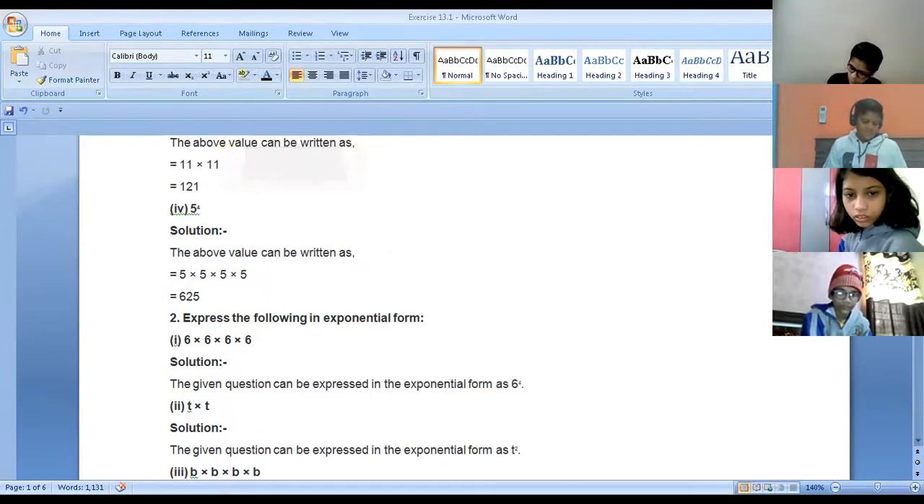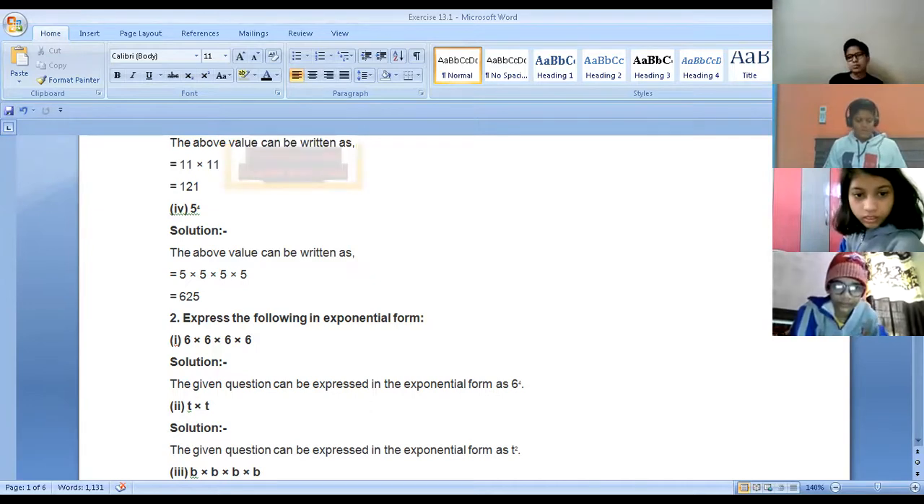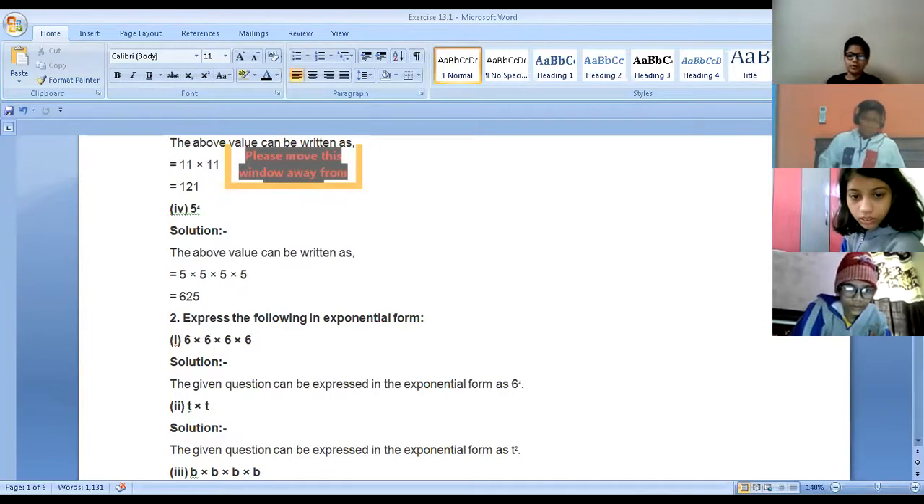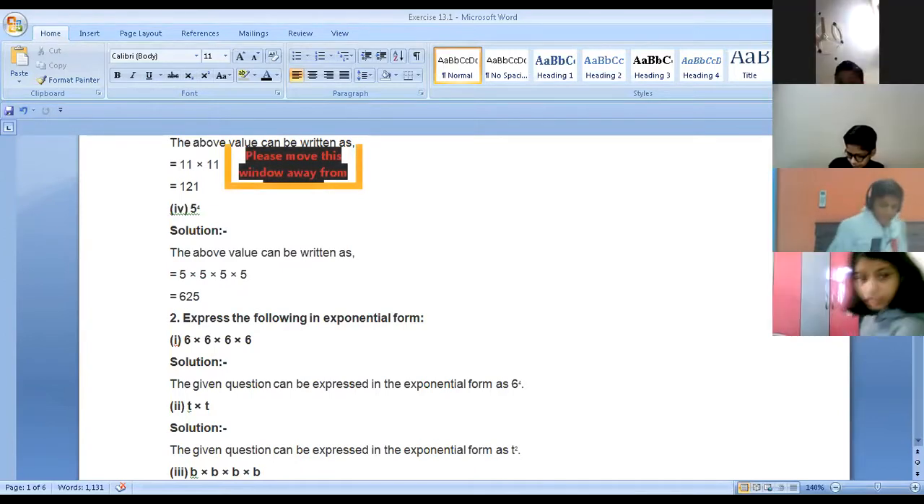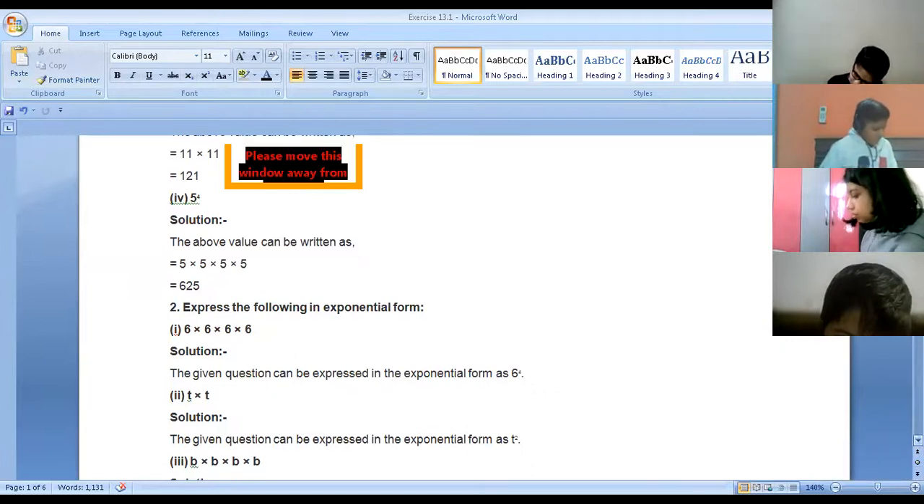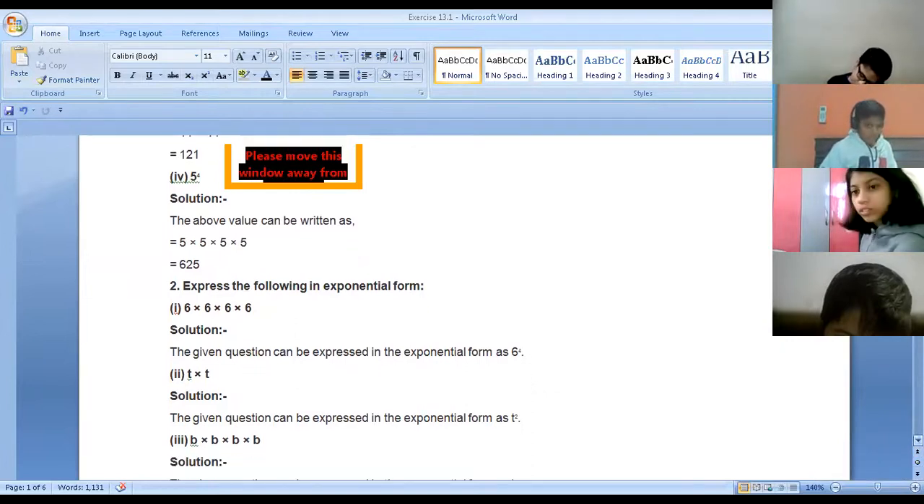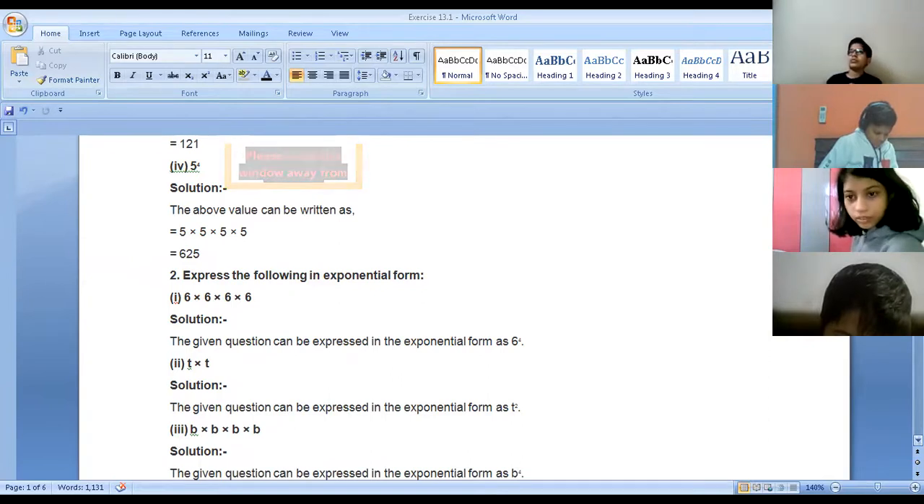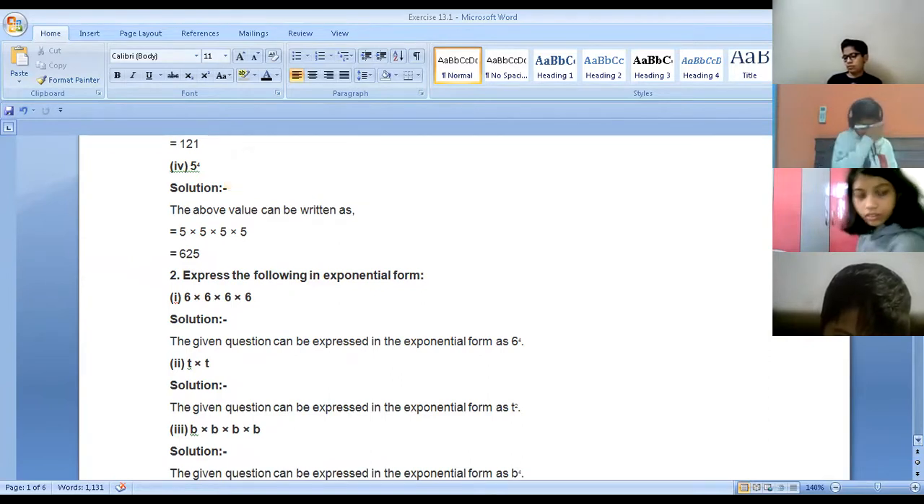Meenakshi, tell me the C part. B raised to the power 4. B4 is not the correct way to speak this answer. Speak up again. B raised to the power 4. Okay.